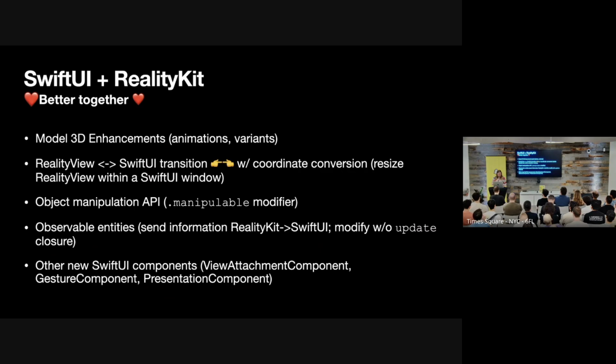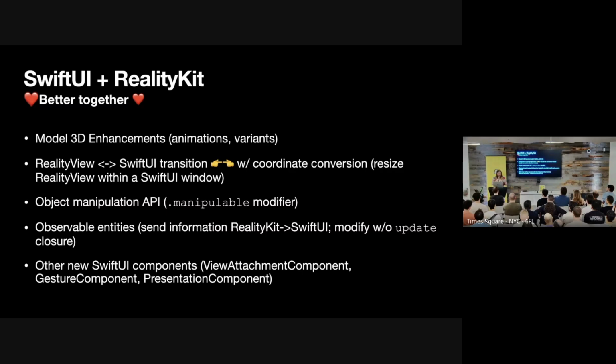And a couple other cool SwiftUI components. This view attachment component. You can put a SwiftUI view onto a 3D reality view entity. They used to have a thing that was just called attachment for this, but it was a little complicated to work with. This just makes it one thing that you add onto an entity.